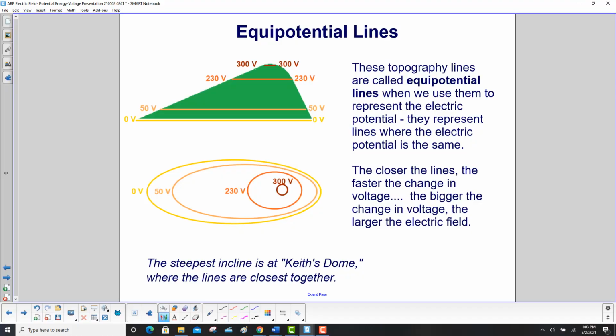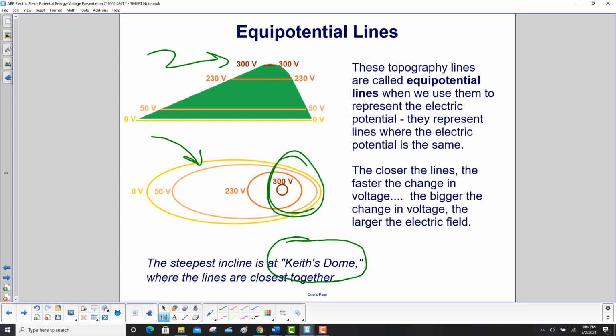The steepest incline on the map on the previous slide was at Keith's Dome. That's where the lines were closest together. The topography lines are called equipotential lines when we use them to represent the electric potential. They represent lines where the electric potential is the same, just like on the topographic maps, the lines showed you where the height above sea level was the same. The closer the lines, the faster the change in voltage. And the bigger the change in voltage, the greater the electric field.